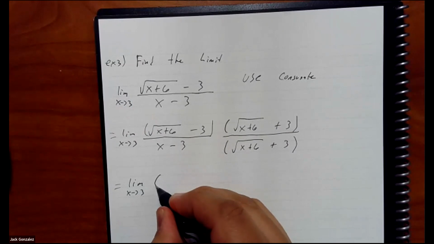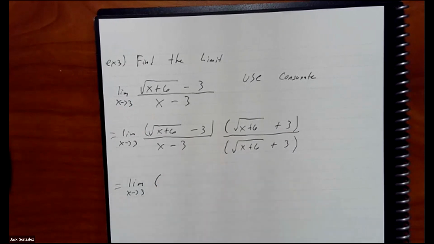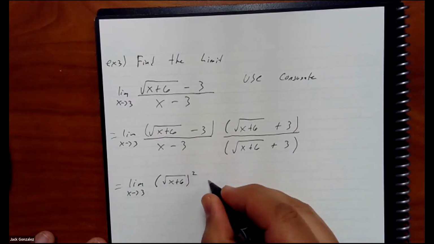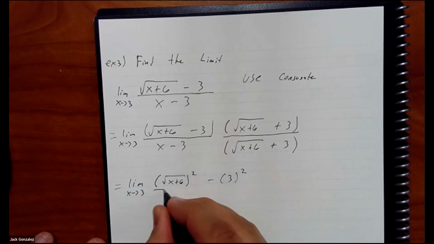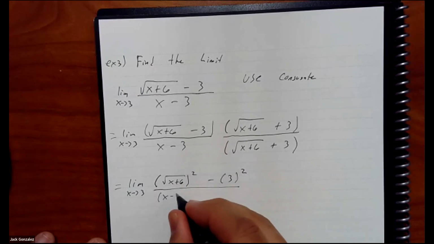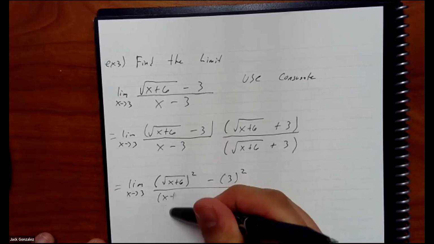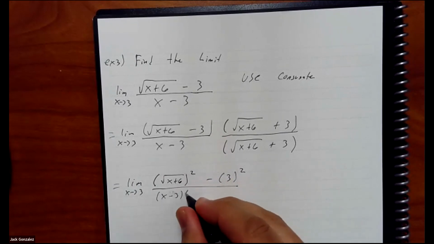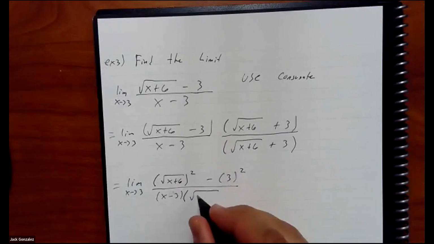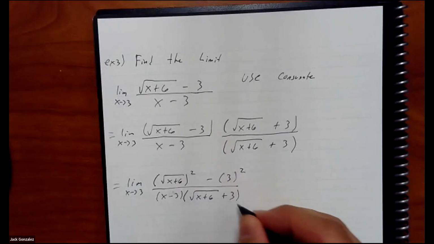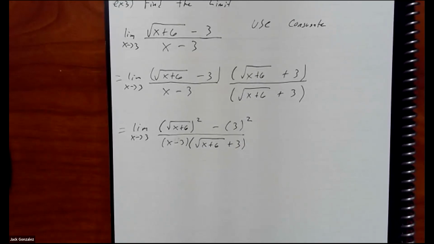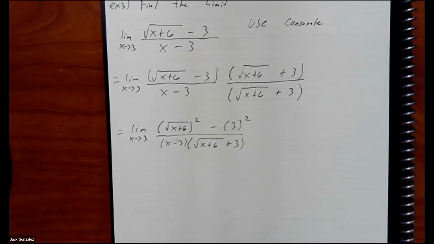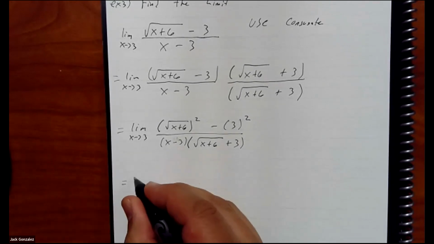So this will become, if you use your difference of squares formula, instead of multiplying it all out, you get the first term squared minus the second term squared over x minus 3 times the square root of x plus 6 plus 3. So this should give us something that will cancel.